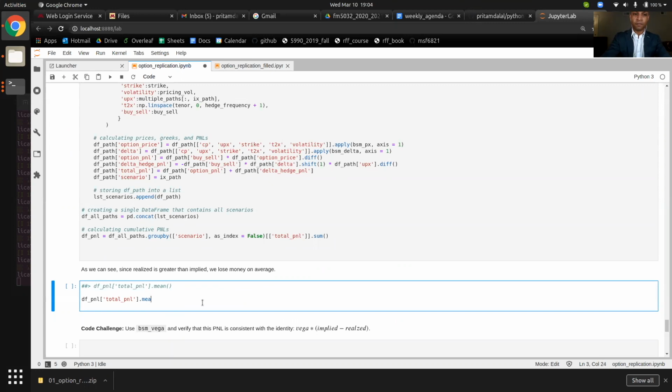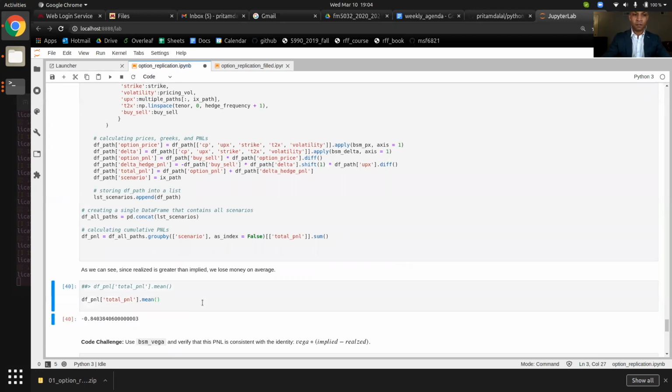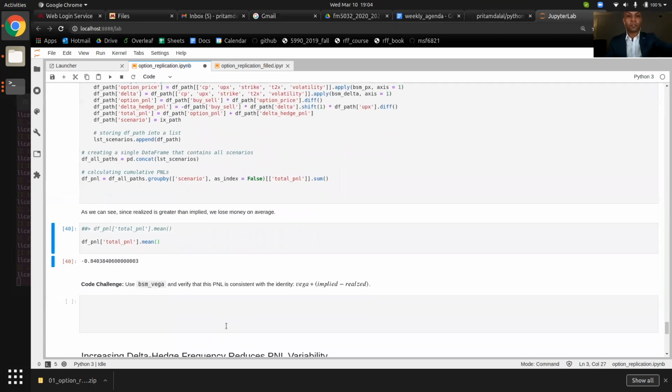That mean. Okay, so directionally, this actually makes sense. When you sell an option and delta hedge it, you are short realized volatility. And when you buy an option and delta hedge it, you are long realized volatility. So in the situation where realized volatility is higher than implied volatility and you're short the option and you're delta hedging, you would expect to lose money on average, which is what we see here.